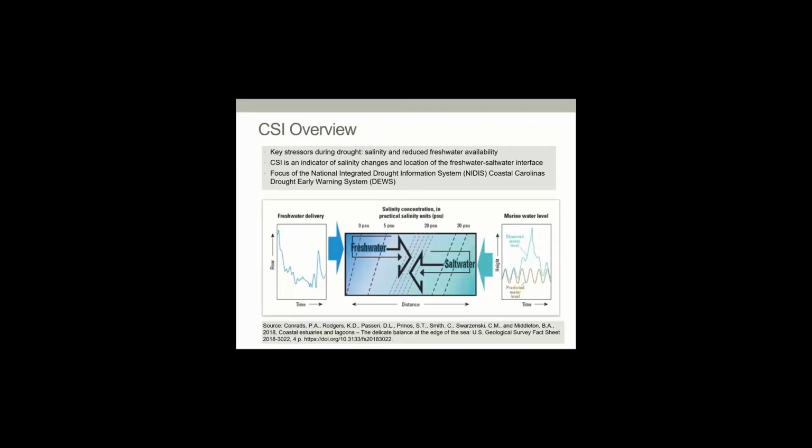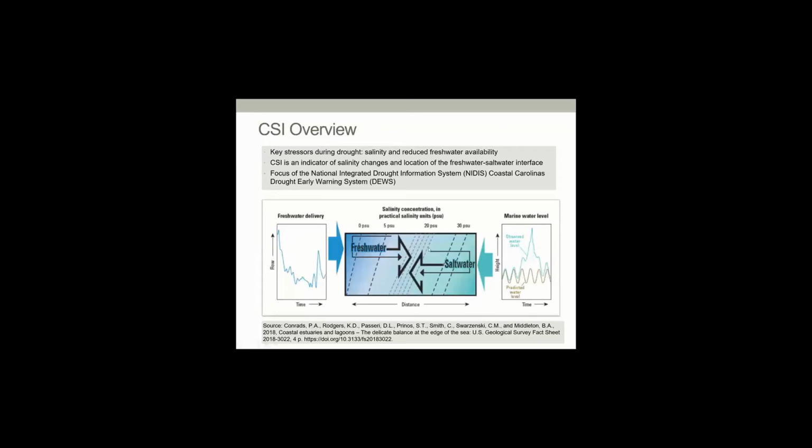So, common drought indices use many inputs for classifying drought. These include precipitation, stream flow, evaporation, and soil moisture conditions. However, these drought indices do not capture the changing salinity dynamics that affect the coast during drought.